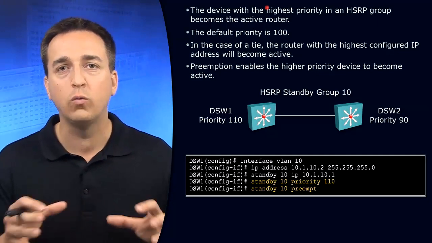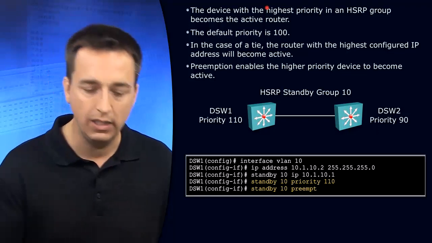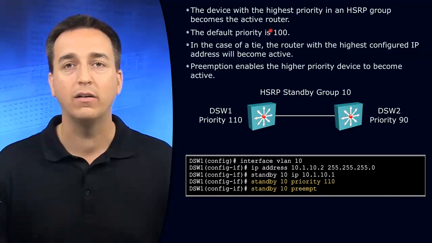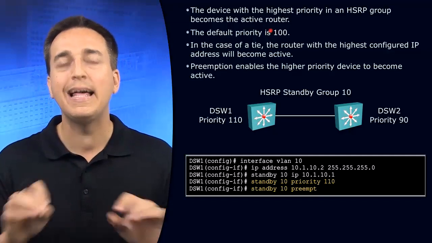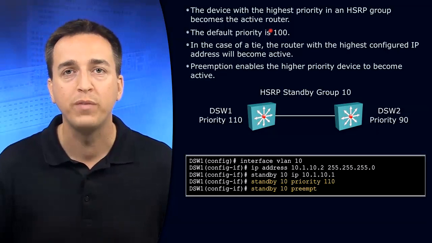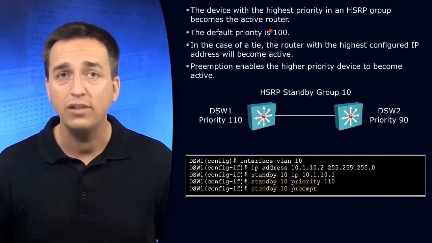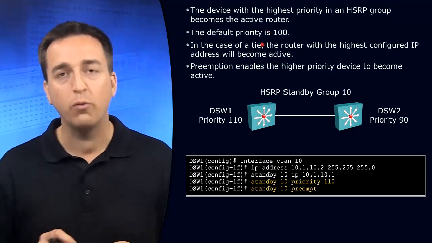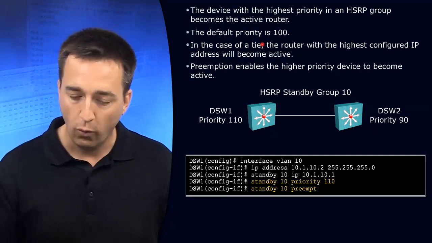So every single router within that HSRP group has a priority. And by default, that priority is 100. As the hello packets go back and forth, the priority is included within that hello packet, so all the routers can examine who has the higher priority. Well, if the priority is 100 by default and you don't manually change it, then we have a tie. So if there's a tie, the router with the highest configured IP address becomes the active forwarder.